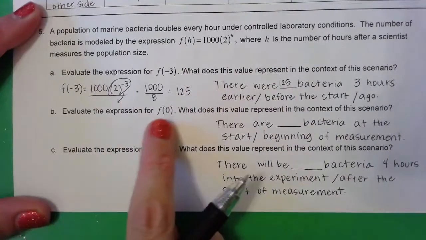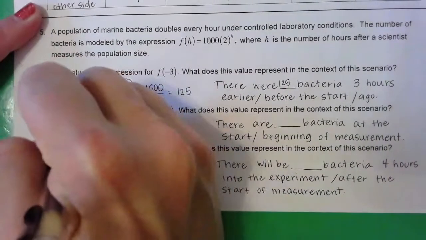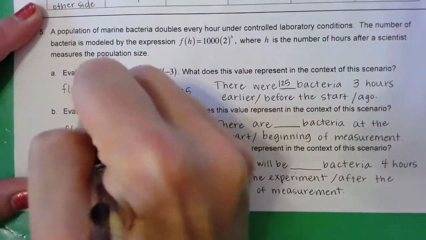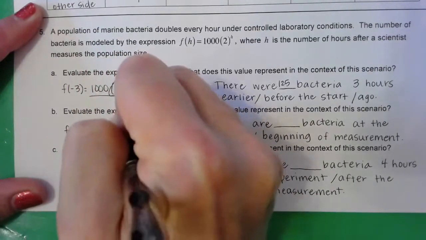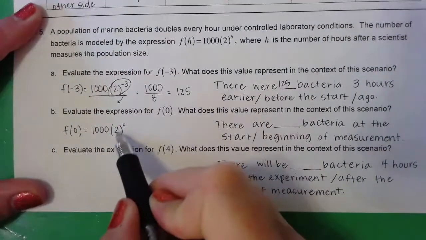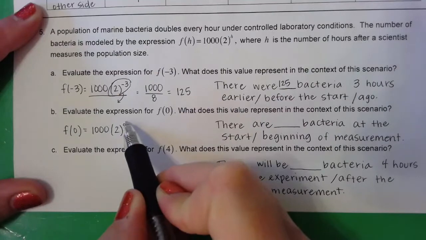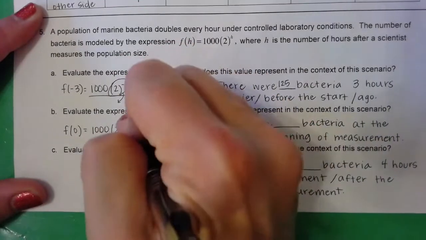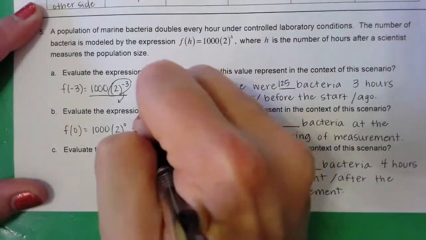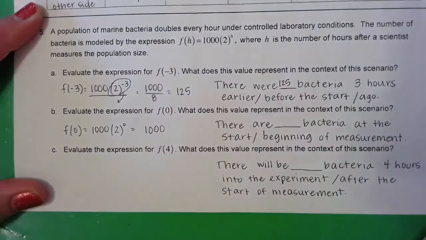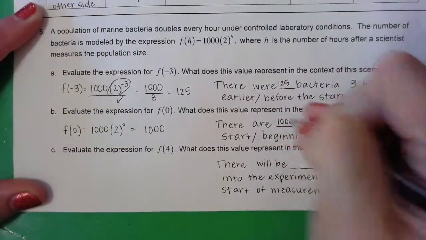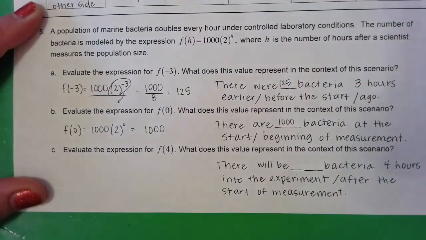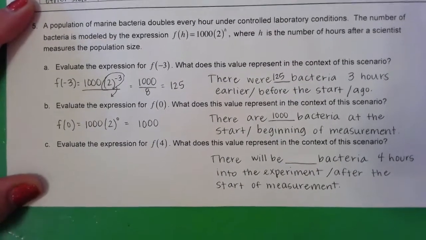When you plug in the number 0, f of 0 equals 1,000 times 2 to the 0. Remember, any number raised up to the power of 0 equals 1, so this number equals 1, and then 1,000 times 1 just stays 1,000. So there are 1,000 bacteria at the start, or you could also say at the beginning of measurement.